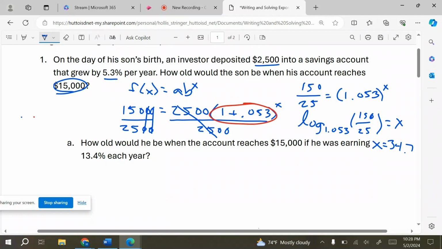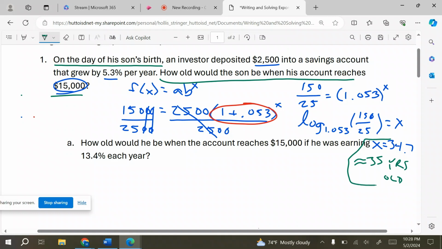And notice that the question says, how old would the son be when his account reaches $15,000? So we're looking for the age of the son. And since it started on the day of his birth, he would be approximately, we could round up, 35 years old. That's what this information is giving us.